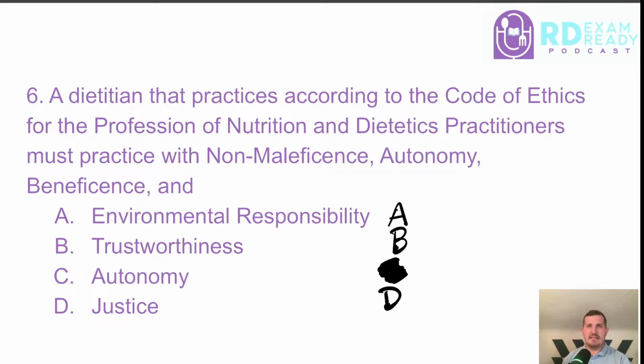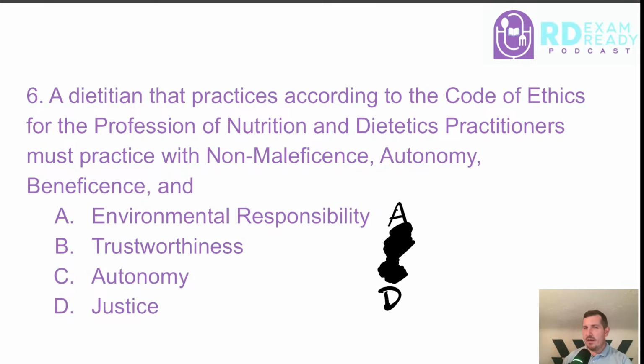B, trustworthiness. I don't know. Trustworthiness, that sounds like I'm in elementary school again. Like, be trustworthy. Doesn't seem like it's a big fit of code of ethics, right? I think I would rule that one out, and I think I will. Trustworthiness is going to be out. It just feels off to me.